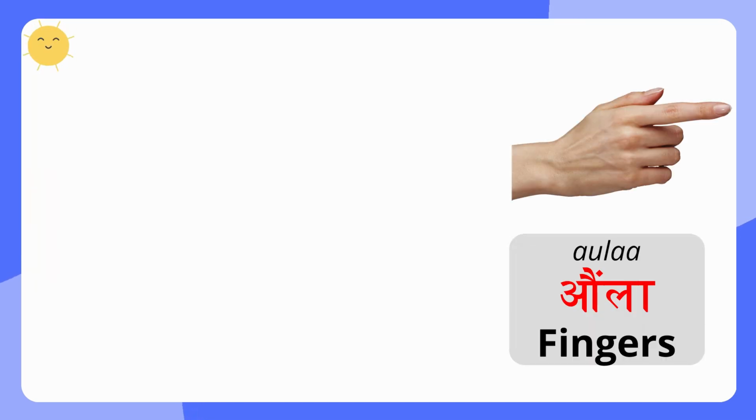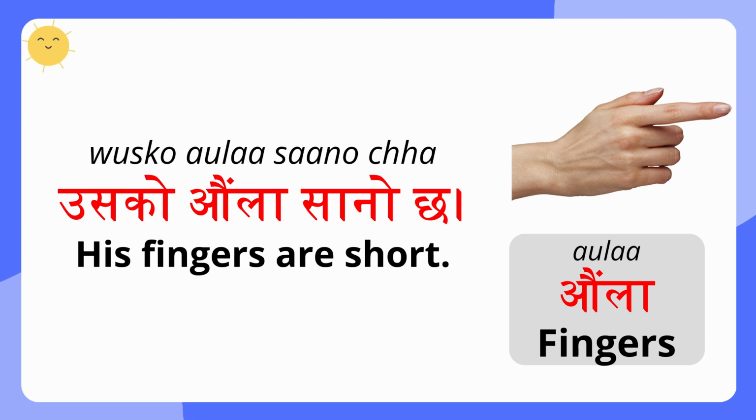Now moving on to the next, let's do fingers in Nepali. Fingers means औंला. उसको औंला सानो छ. उसको means his, औंला means fingers, सानो छ means are short.